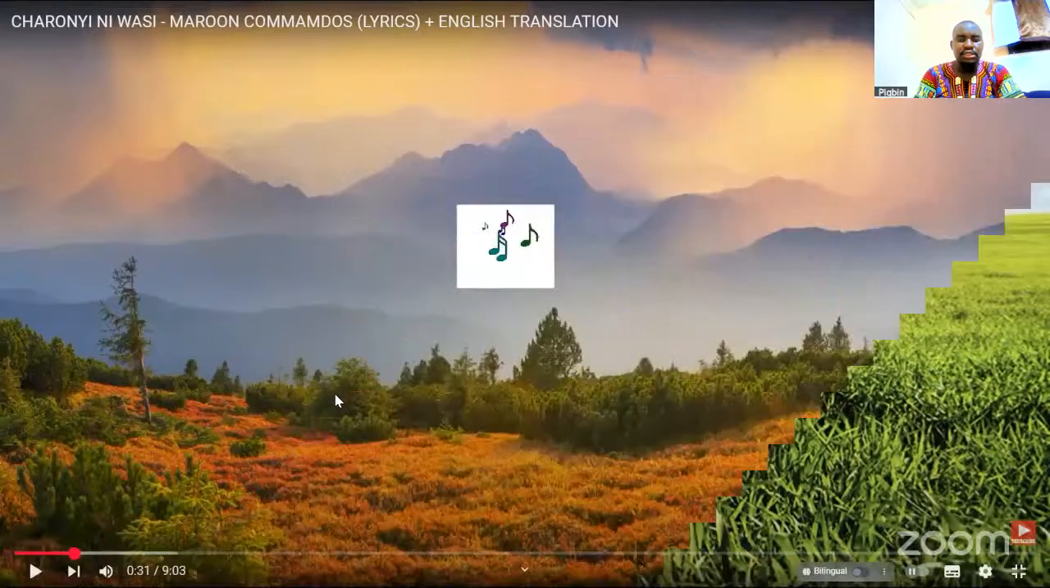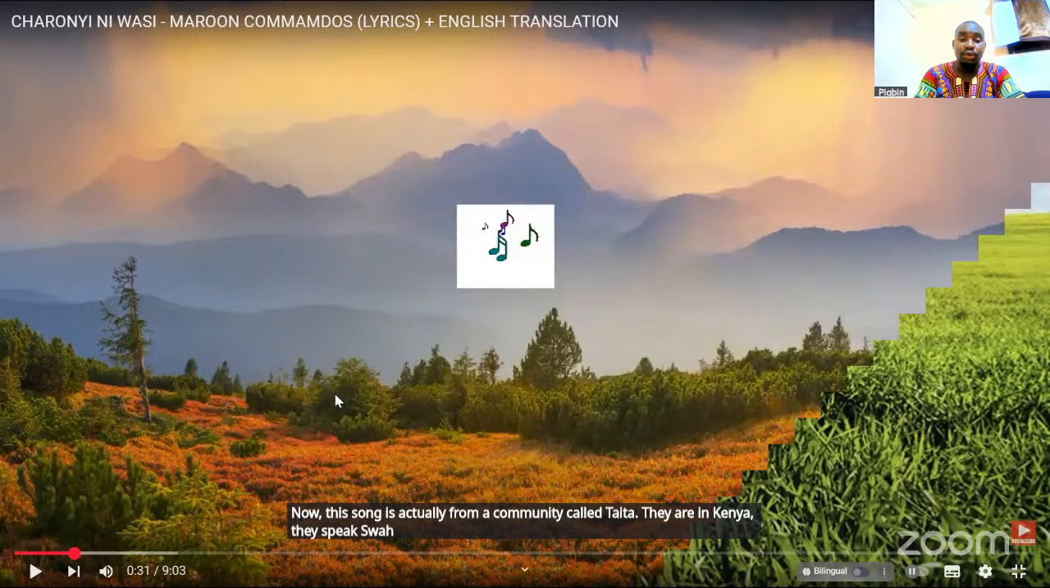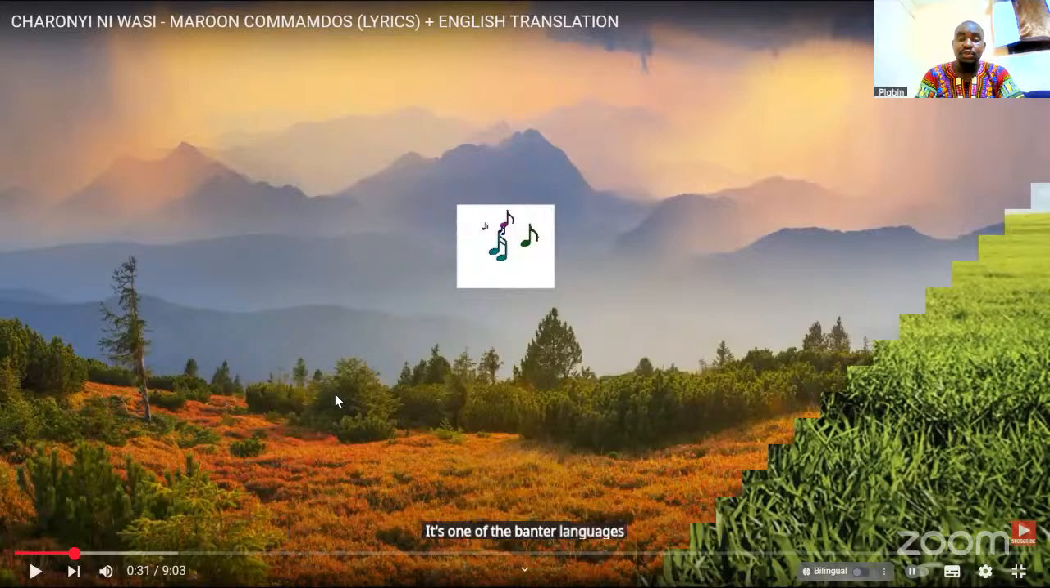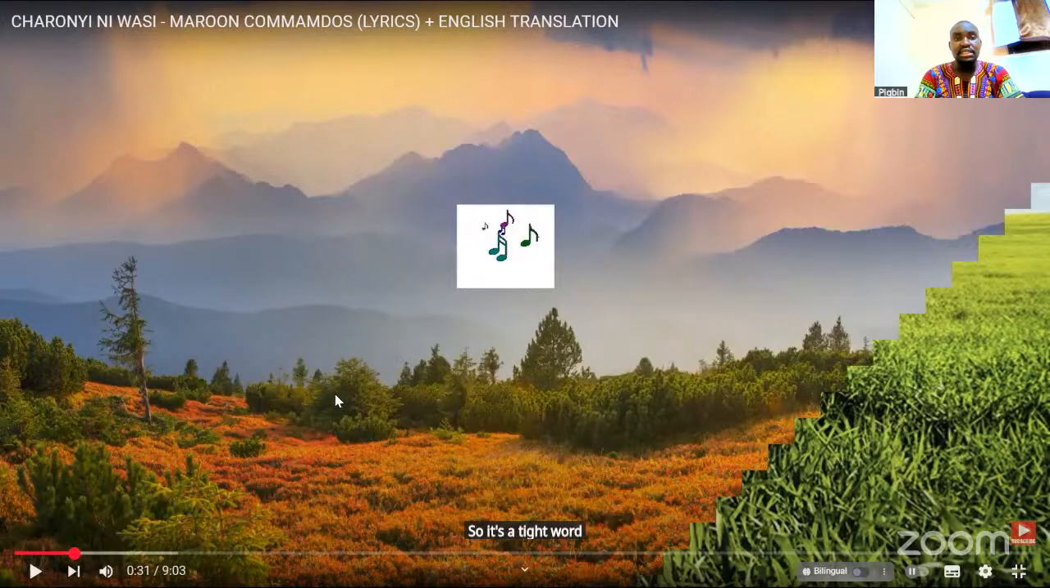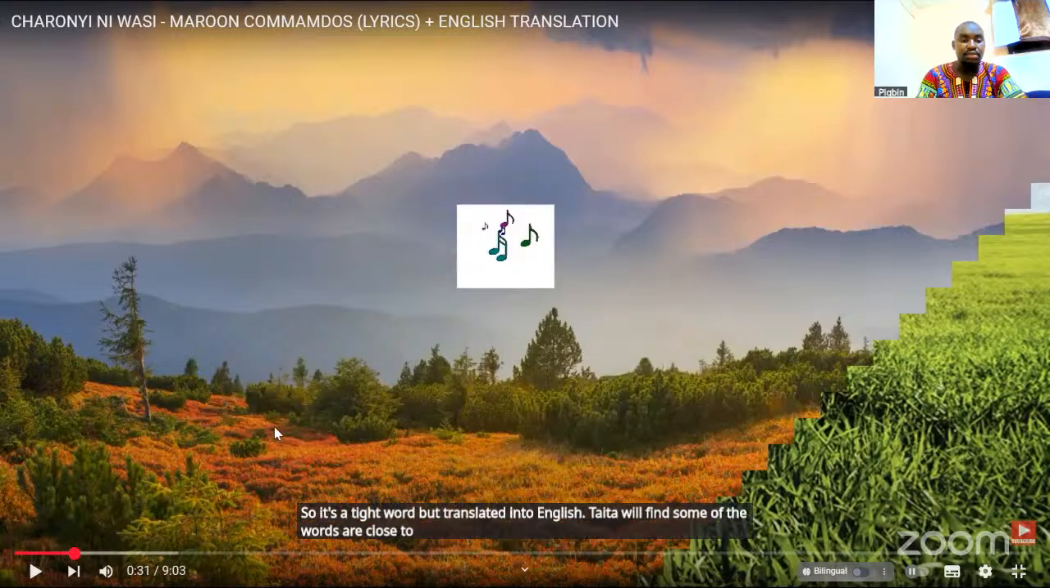This song is actually from a community called Taita. They are in Kenya. They speak Swahili, but they have their own language, Taita. It's one of the Bantu languages in Kenya, and it's one of the most played songs by this group called Maroon Commandos. So it's a Taita song, but translated into English. You will find some of the words are close to Swahili as well, being a Bantu community.